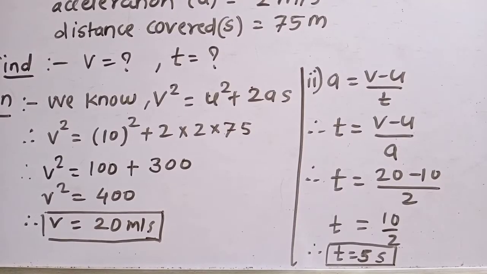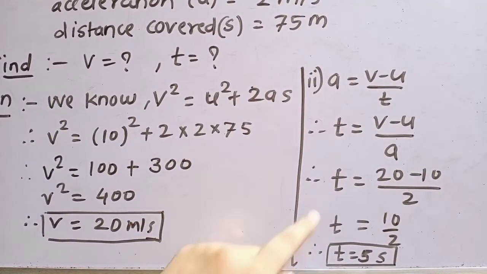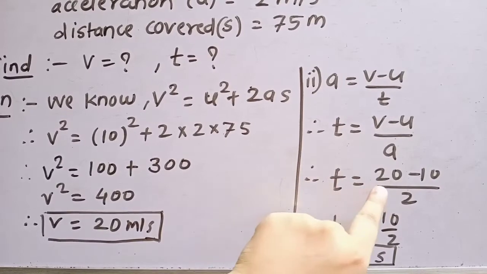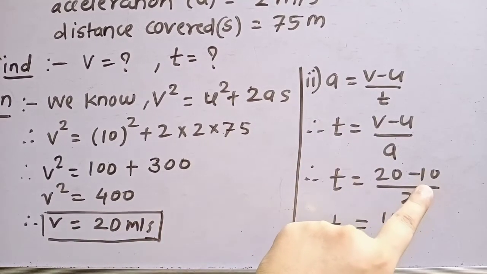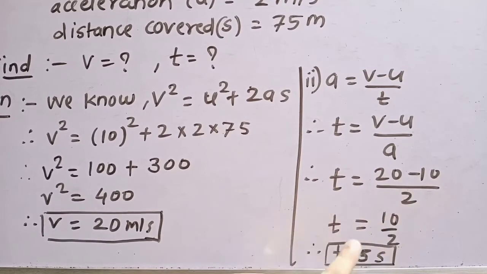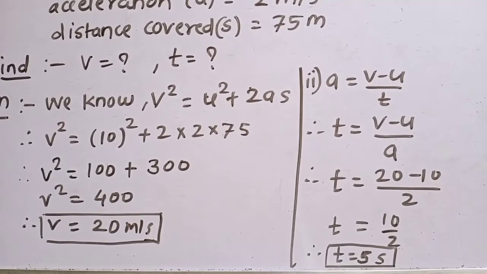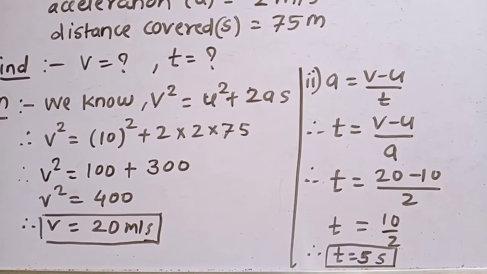So how to find t? You can use a is equal to v minus u upon t. So therefore t is equal to v minus u by a. So t is equal to v is 20 meter per second and u is 10. So 20 minus 10 upon 2, that is 10 by 2. So t is equal to 5 seconds. So in this way you have to solve this question. Are you getting me, class?